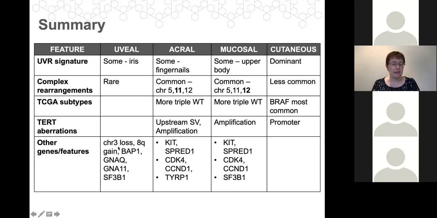Uveals are quite genomically distinct from the other cohorts, with loss of chromosome 3, 8q gain, and mutations in only a small number of cancer genes such as BAP1, GNAQ/11, and SF3B1. For acrals and mucosals, KIT mutations and SPRED1 mutations are more common, as are CDK4 and CCND1 amplifications. Acral has TYRP1 mutations, and mucosal has SF3B1 mutations.